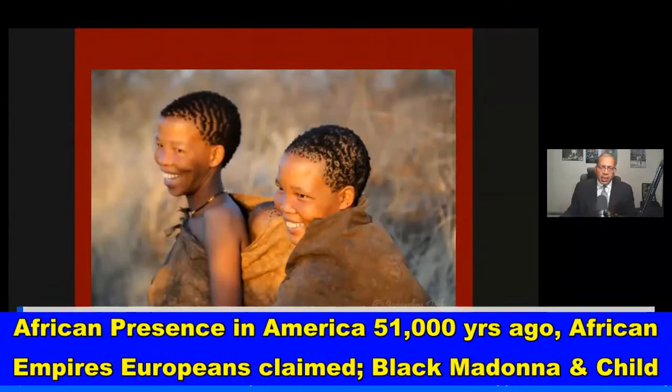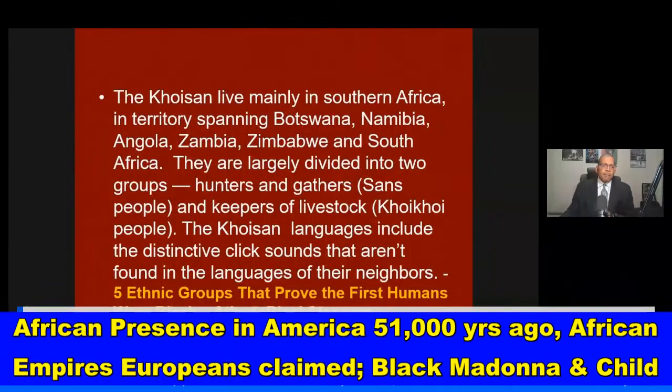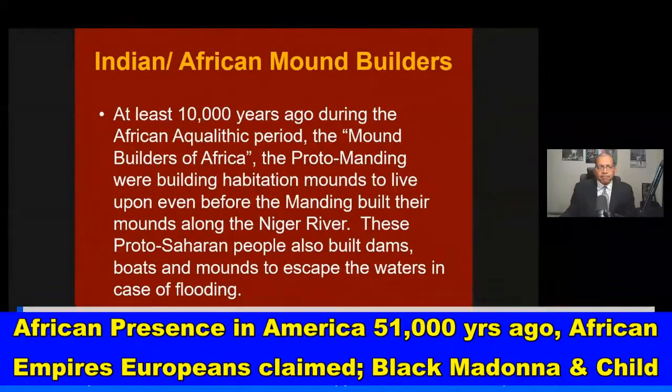Now, here are a couple of Khoisan sisters, also a couple of Khoisan African women. Now, the Khoisan live mainly in southern Africa in territories spanning Botswana, Namibia, Angola, Zambia, Zimbabwe, and South Africa. They are largely divided into two groups: hunters and gatherers, known as the San people, and keepers of the livestock, known as the Khoikhoi. The Khoisan languages include the distinctive click sounds that aren't found in the languages of their neighbors. There's a good article from AtlantaBlackStar.com called 5 Ethnic Groups That Prove the First Humans Were Black.